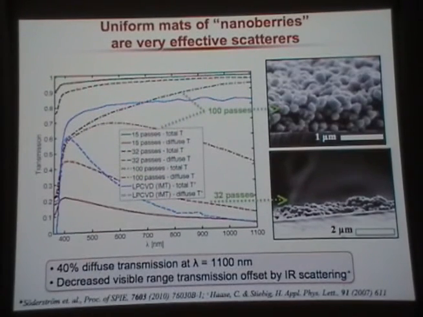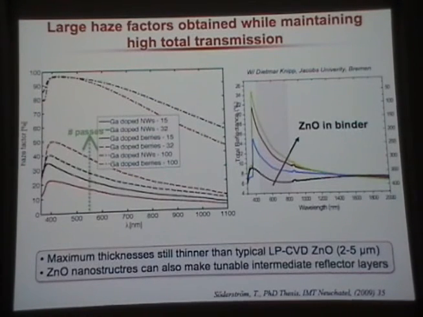The particles are even better. You see the transmission in black is comparable to the LPCVD. The diffuse transmission is much higher, all the way from 600 nanometers to 1.1 microns. So we get layers that scatter very nicely, better than state-of-the-art LPCVD zinc oxide. These are just sprayed on the surface. It takes about 10 seconds to do that. The haze factor that we measure is extremely high. As you increase the number of passes, you get a higher haze factor. You can get up to 70% of the light being transmitted as diffuse light and not direct light. So this is an extremely high haze factor.